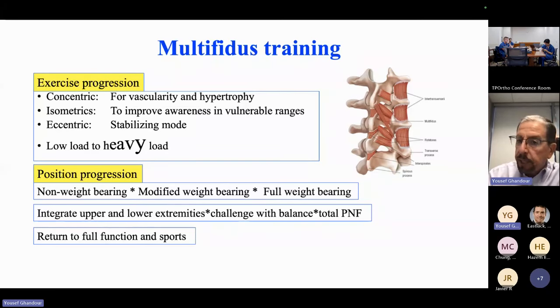For multifidus training, to address the muscle function, we need to look at increasing the volume of the muscle to increase sensitivity. When we have a dysfunction, that means the muscle is shut down.